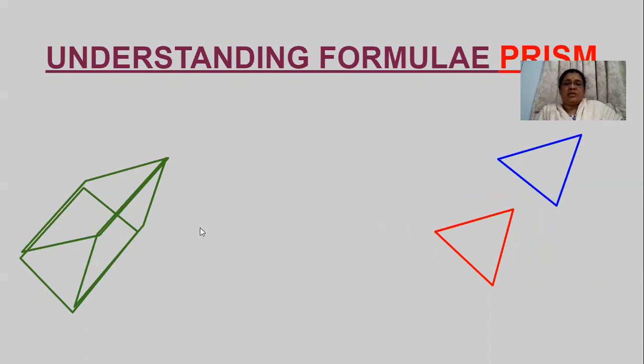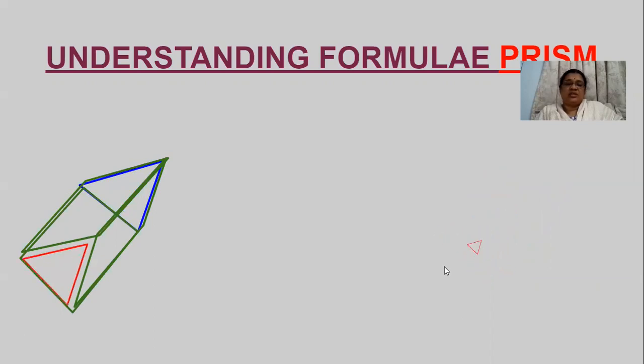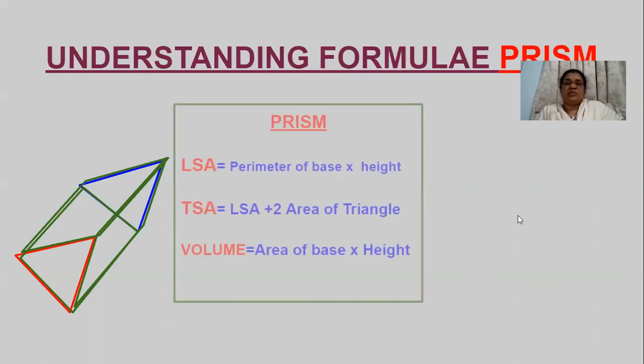And there are two triangles here. This is one triangle, and this is one triangular side. These two combined make a total of 5 surfaces. Altogether, we call them the total surface area of the prism. And these are the formulae for prism.